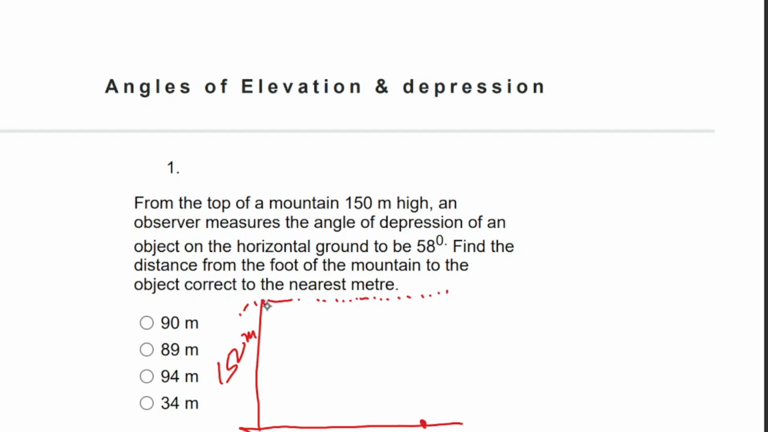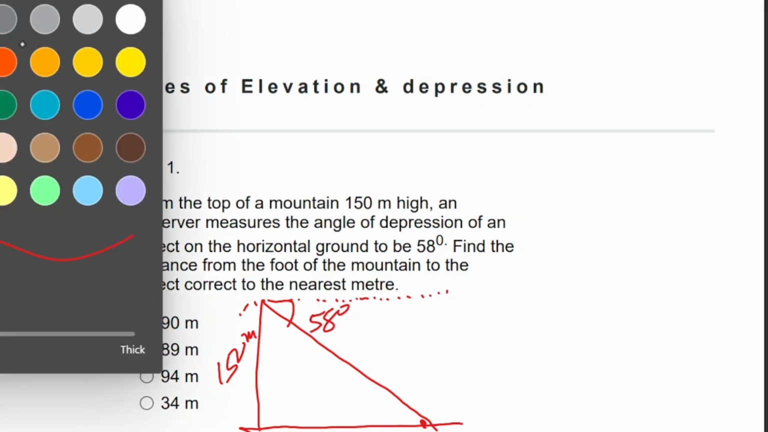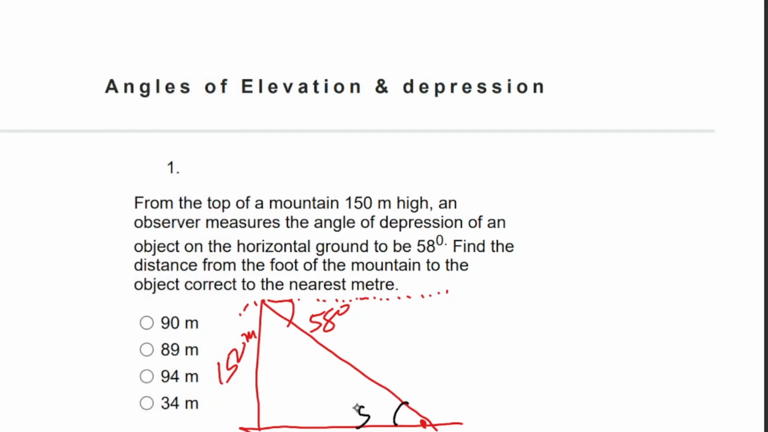So the object is here. That means the angle of depression is here, and the angle of depression is 58 degrees. So find the distance from the foot of the mountain to the object. That is, we're looking for this place. So this angle here is alternate to this angle. So this is also 58 degrees.